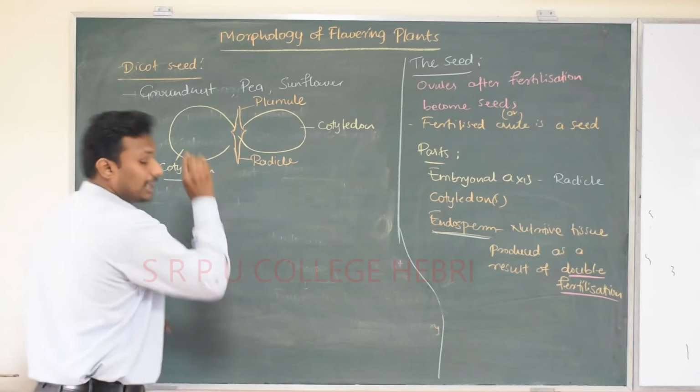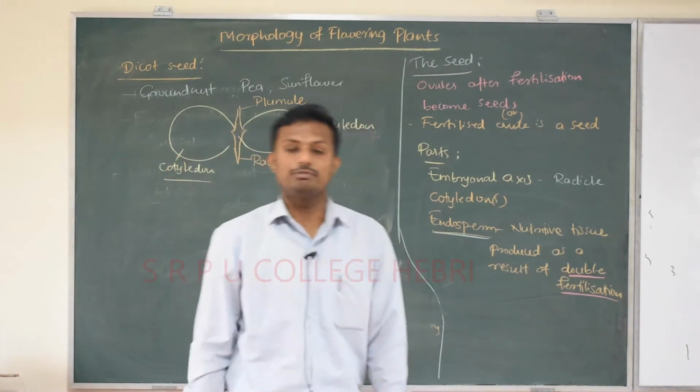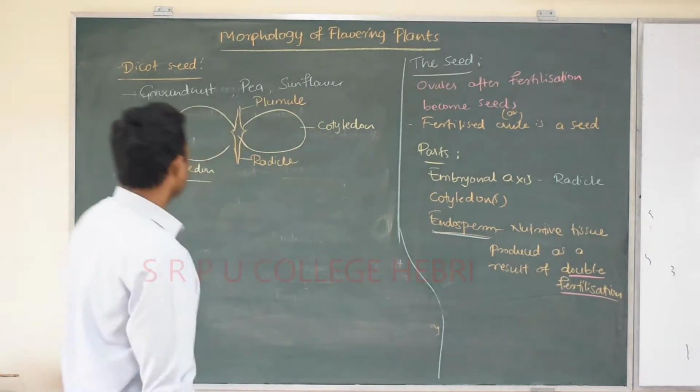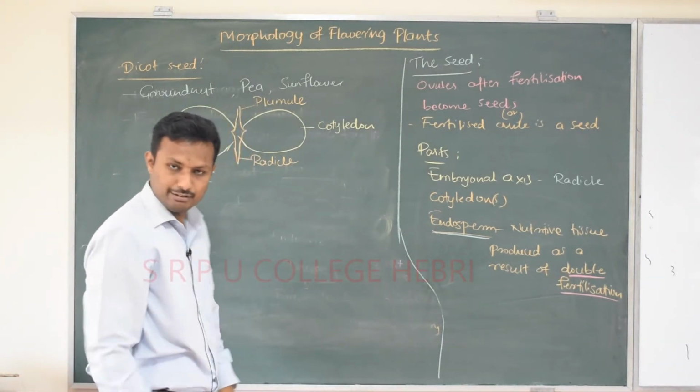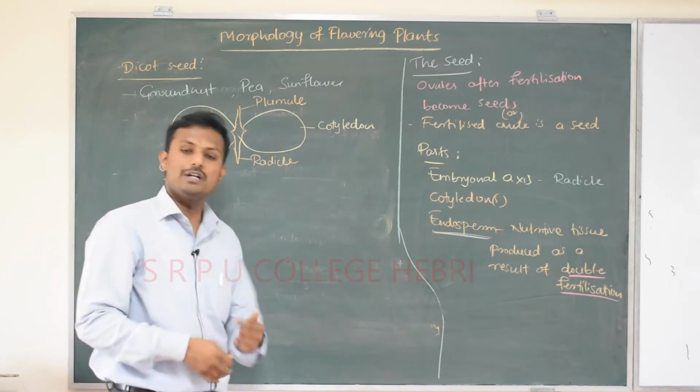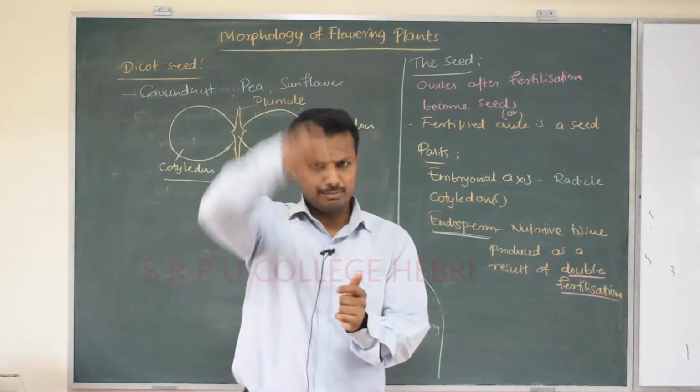So these cotyledons store a large amount of the stored food material, and that will be used for the growth of which one, the embryo, right? For the further growth of the embryo in order to produce the entire plant body during germination and all.